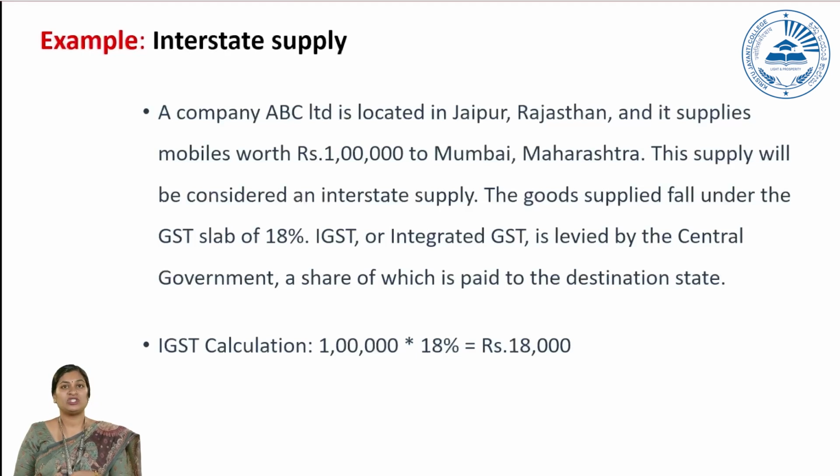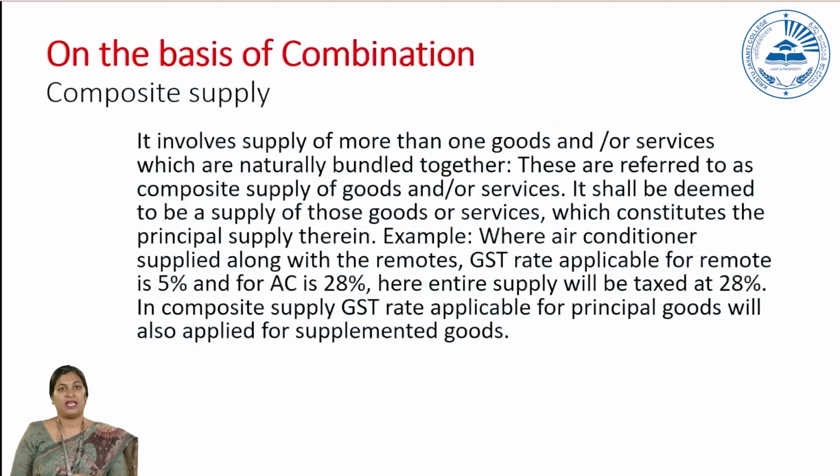So here the GST calculation will be 1 lakh into 18%, so that comes as 18,000. So these are the two examples of interstate and intrastate supply.